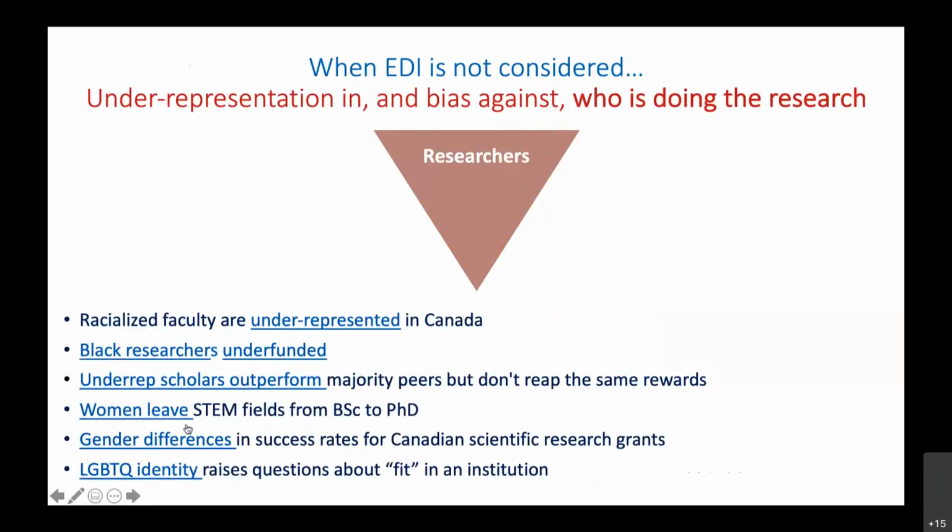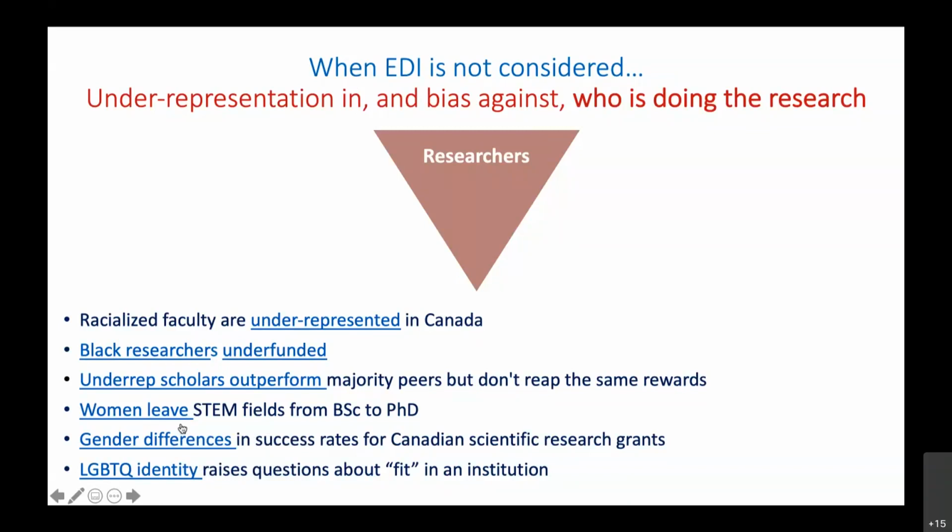But when we see underrepresentation in and bias against who is doing the research, these can be some of the outcomes. So it's estimated that about 5 to 17% of faculty are racialized versus 22% in the Canadian population. So they're underrepresented among faculty in Canada. And it's really important that students can actually see themselves reflected in their professors and supervisors. So having at least that representative population is really important.